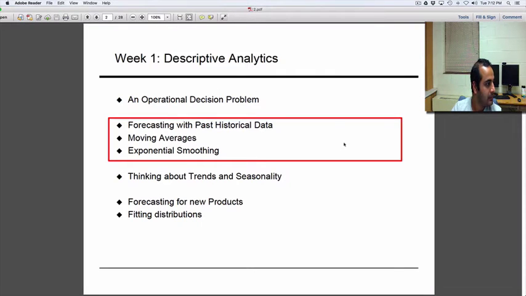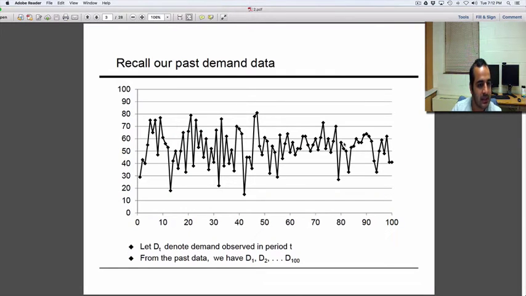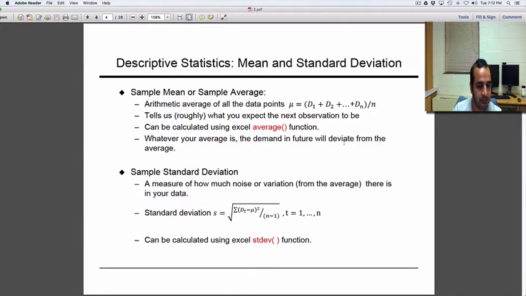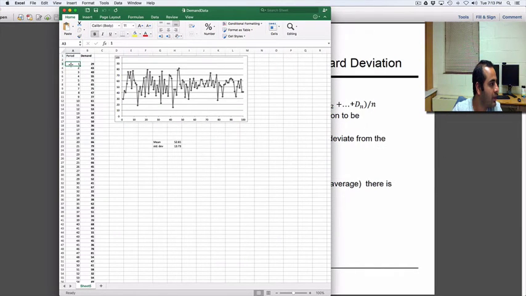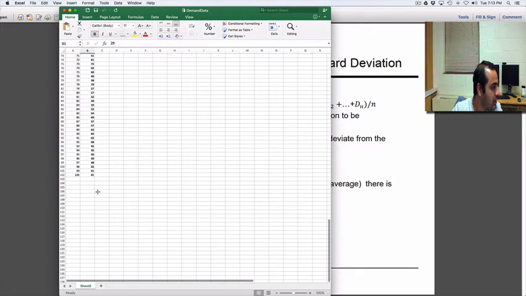In these 100 periods, let dt denote the demand observed in period t. From the past data, we have demands d1, d2, d3, and so on to d100. In this example, d1 is 29. Again, pulling up the Excel sheet here, d1 is 29. And d100 is 41.